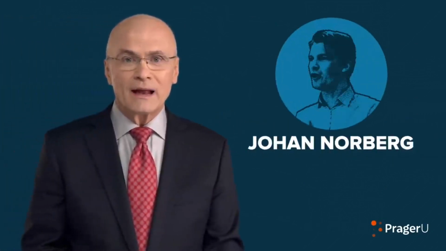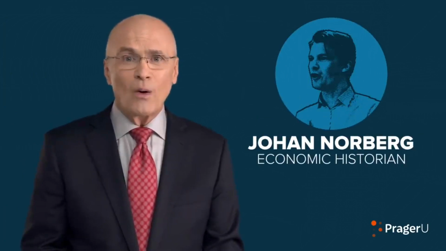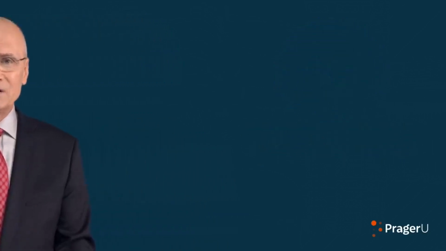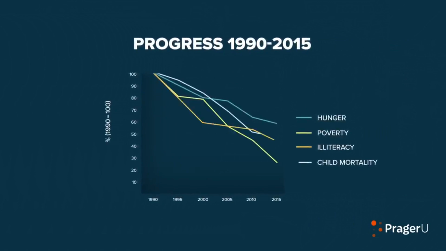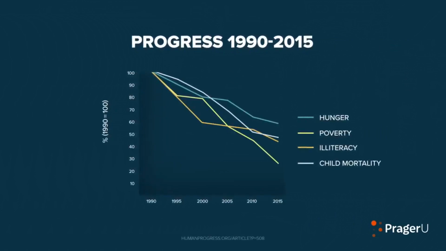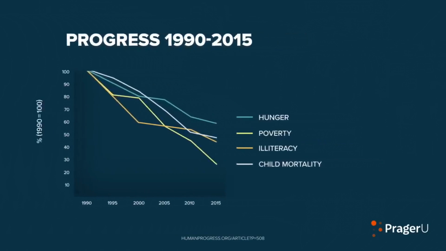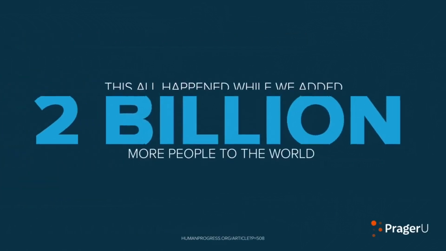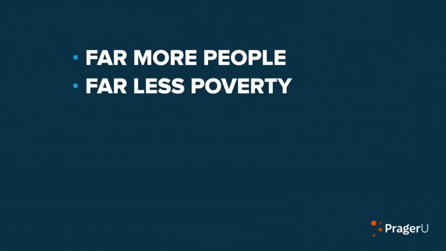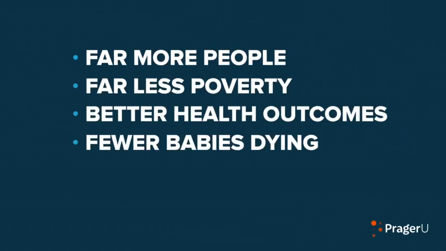One more chart. Johan Norberg, a Swedish economic historian, shows us how well ordinary people do when they work in a free market economy. Since 1990, hunger, poverty, illiteracy, and child mortality have all declined significantly with the decline of socialism. This all happened while we added 2 billion more people to the world. Far more people, far less poverty, better health outcomes, fewer babies dying. That's what economic freedom, capitalism can do.